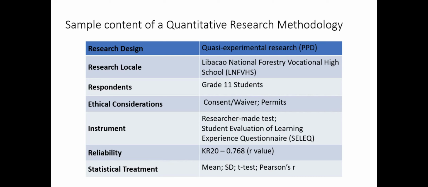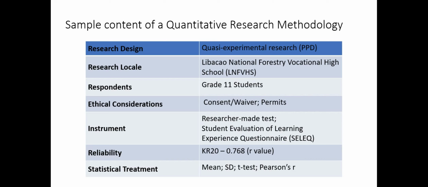So, in your scientific paper, you start with the research design, you define it. Like here, we have quasi-experimental research, the pretest post-test design. So, you discuss that in paragraph form. Second will be the research locale. So, here, I utilize my own school, Libaco National Forestry Vocational High School. So you discuss what this school is all about, the statistics regarding how many students are enrolled in that place.